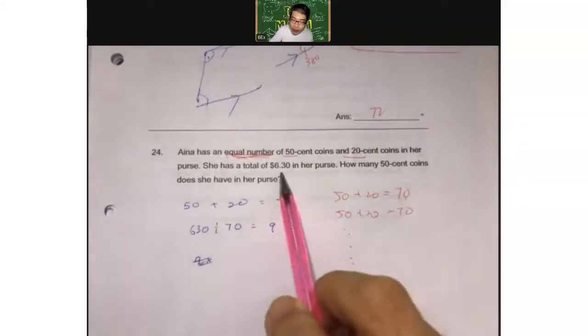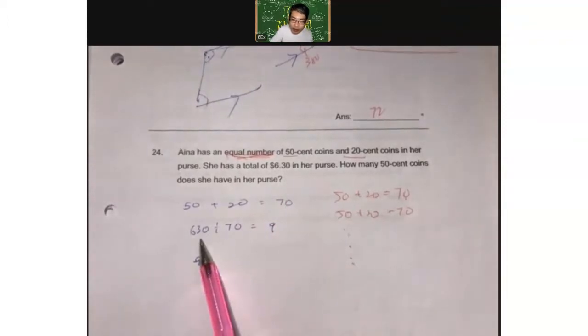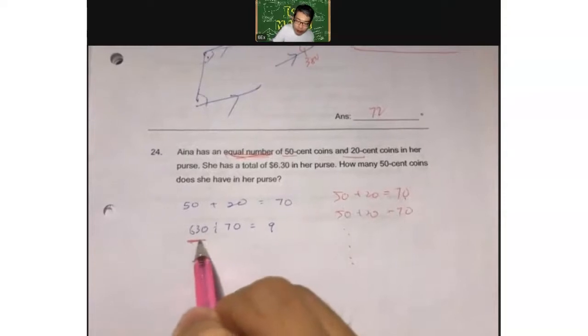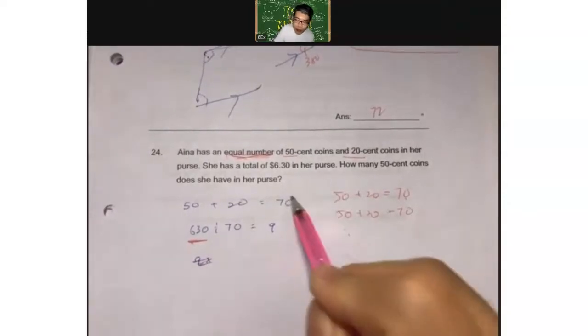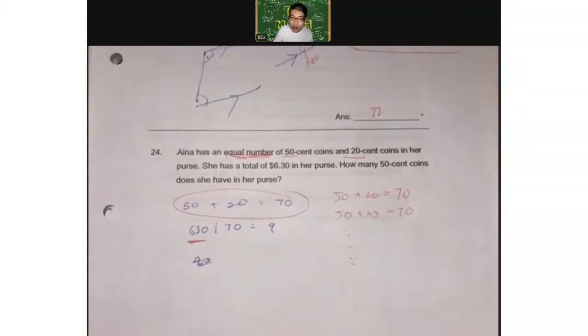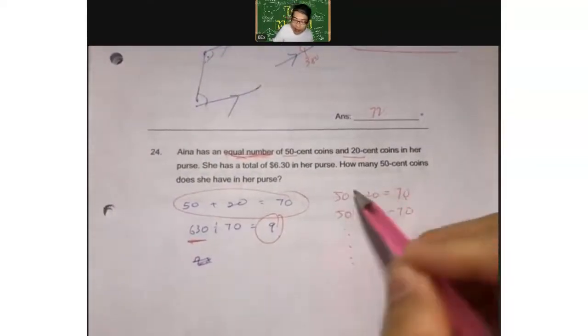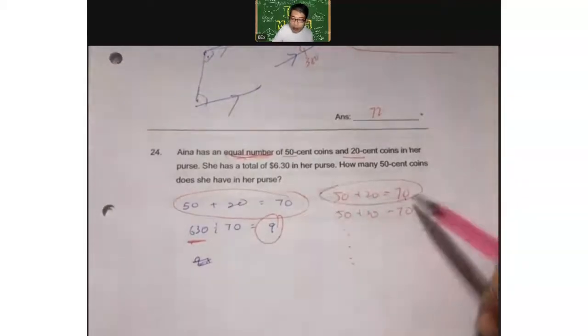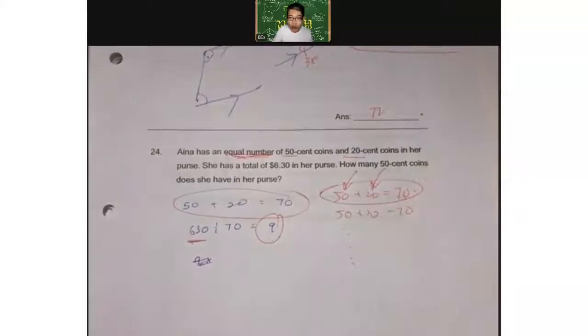The total amount of money is $6.30, which is equivalent to 630 cents. So all the money here must be made up of many groups of 70 cents. Remember, this is one group of 70 cents. So I'm thinking, how many groups of 70 cents are there? I divide by 70, and I get 9 groups of 70 cents. 9 groups of this will mean there are 9 50 cents plus 9 20 cents.